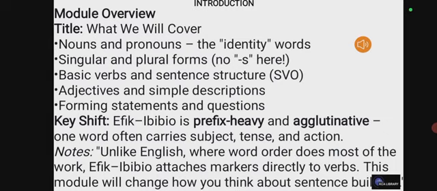Module Overview, what we will cover. This slide sets the stage for how Efik-Ibibio grammar actually works. You will focus on 5 areas that form the backbone of every sentence. First, nouns and pronouns, which are the identity words. Nouns name people, places, things, and ideas. Pronouns stand in for nouns so you do not repeat the same word. Second, singular and plural forms, because quantity does not work like English. There is no s to add. Third, module overview, what?